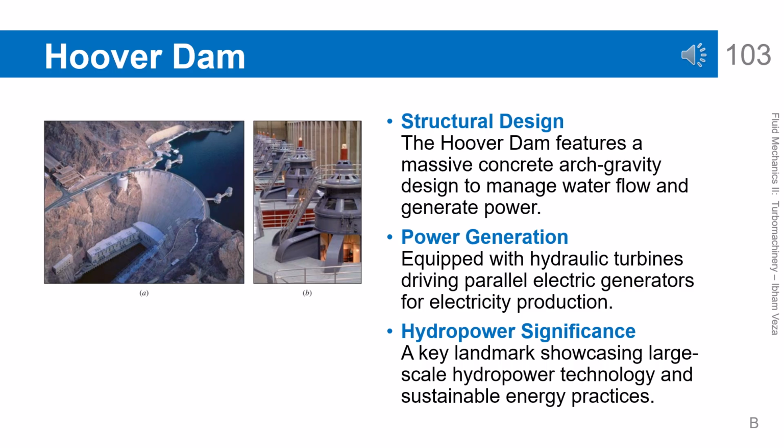Hoover Dam Overview. The Hoover Dam is shown as a real-world example of turbomachinery applied on a very large scale. Its massive concrete structure is designed to withstand water pressure while directing the flow to the turbines. The hydraulic turbines inside drive generators to produce large amounts of electricity. This project shows how civil and mechanical engineering work together in an energy system. In addition, the dam has become an important symbol of sustainable energy technology.